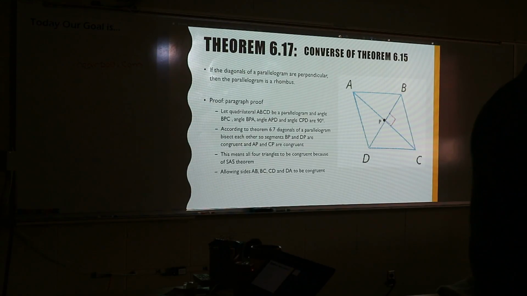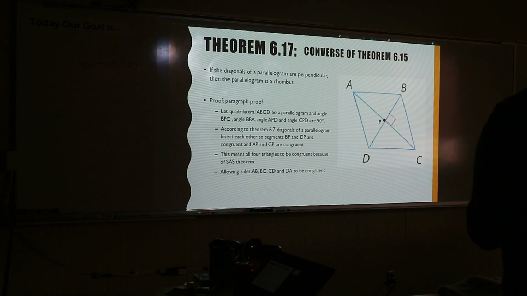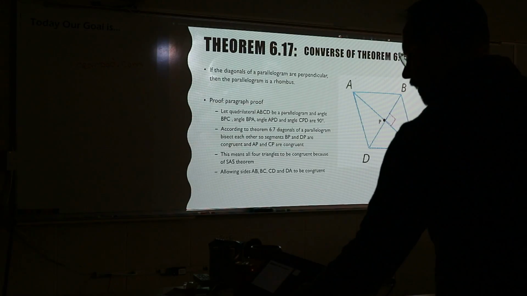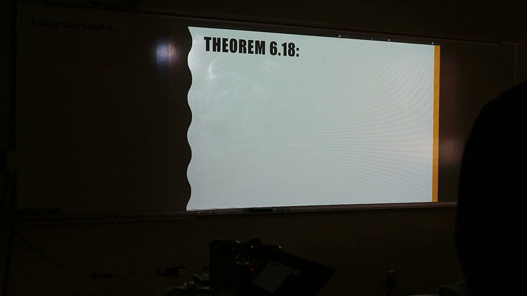Converse of 615. That was the last one, by the way. Converse means you're flipping the words around. 615 talks about if you had a rhombus, then the diagonals are perpendicular. This one talks about if the diagonals are perpendicular, then it's a rhombus. It flipped it. So it's the converse of 615. All right, but 618.